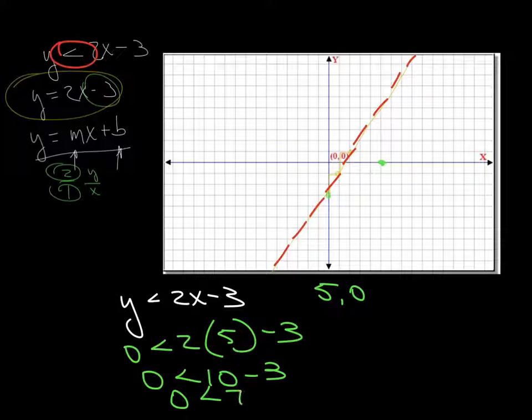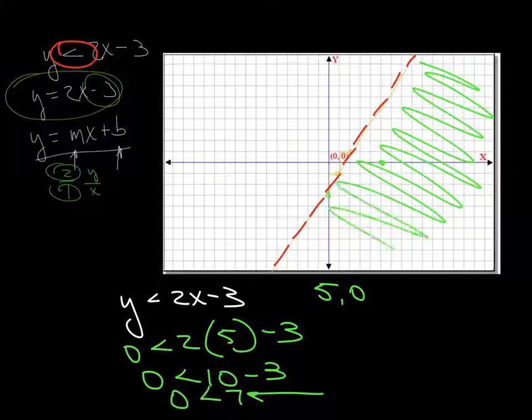0 is less than 7. Is that a true statement? Yes, it is. If it's a true statement, that means everything over here is going to make the answer a true statement. So we shade that side.